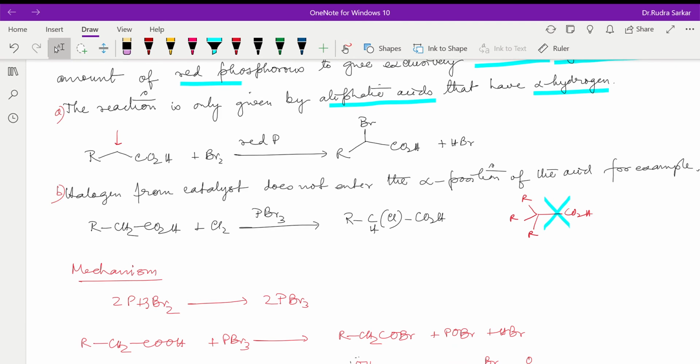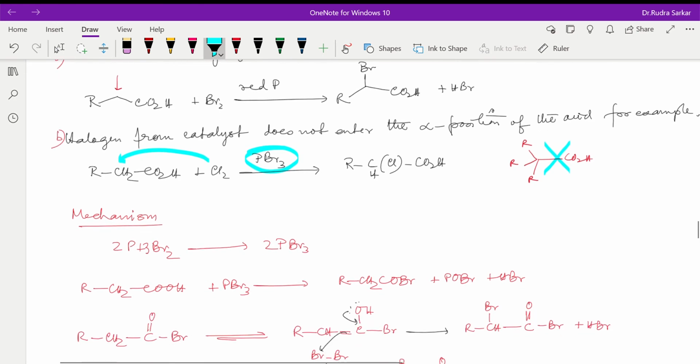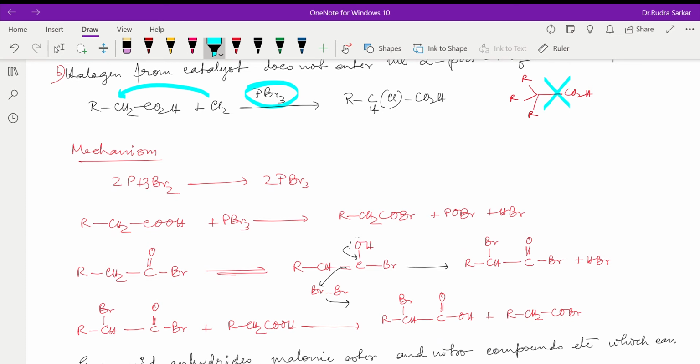Now another important point is that the halogen does not come from the catalyst. So there is no Br incorporation from it. It is the Cl that will join this particular carbon. So this is another important point that needs to be understood. PBr3 is not kept in the lab, but rather it forms in situ. When red phosphorus reacts with bromine, it forms PBr3. Now this particular PBr3, as the mechanism shows, will be replacing the OH group, and here will be an RCH2COBr, with the formation of POBr and HBr.